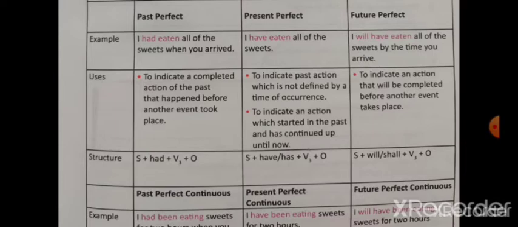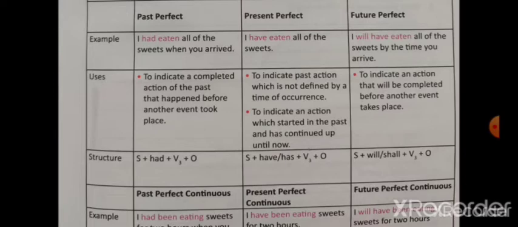Now coming on to the present perfect. To write the sentence in present perfect tense, we first write subject, then has or have. According to the subject we use has or have, then we write the verb in its third form, and then the object, like I have eaten all the sweets.